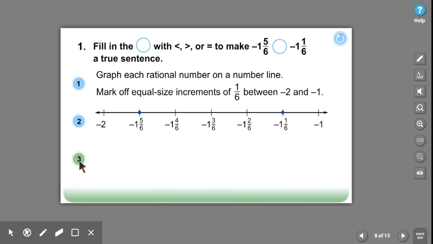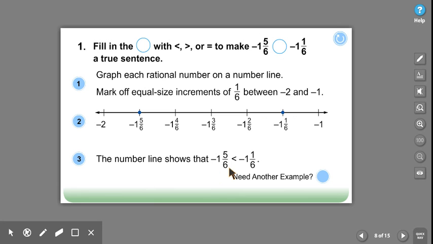So when we do that, the number line shows that -1 5/6 is less than -1 1/6 because this number is to the left. And remember, whenever you're graphing, numbers that are to the left are considered less than the numbers that are graphed on to the right. Okay?